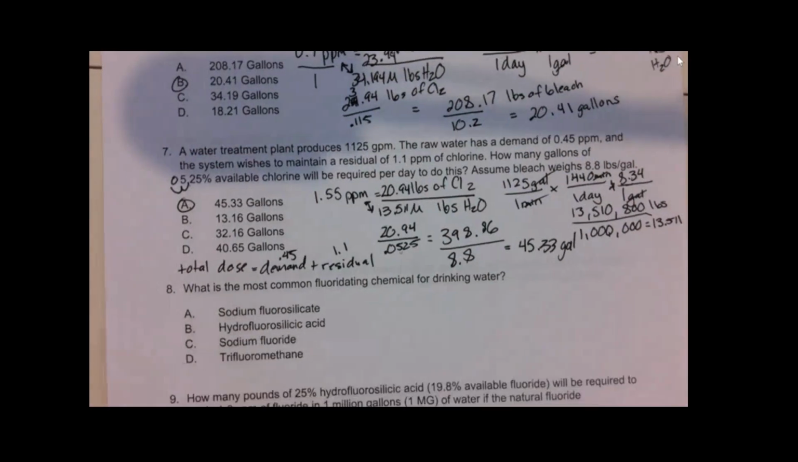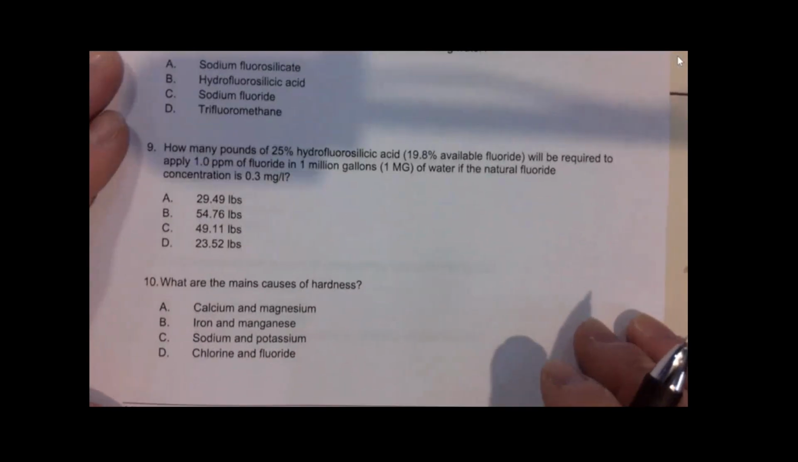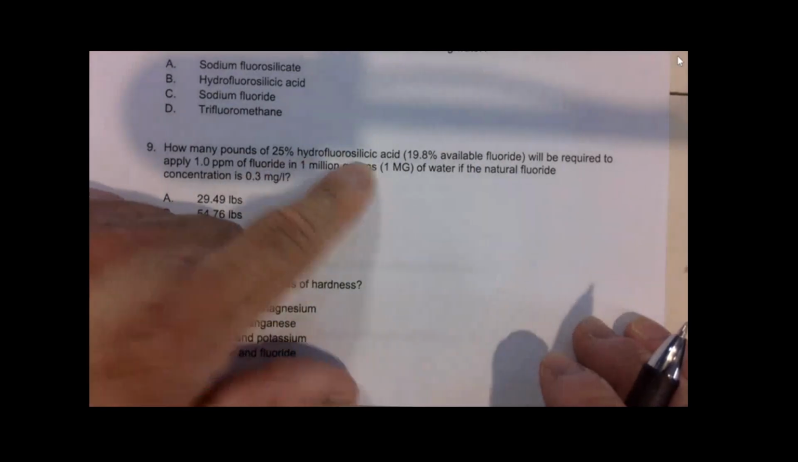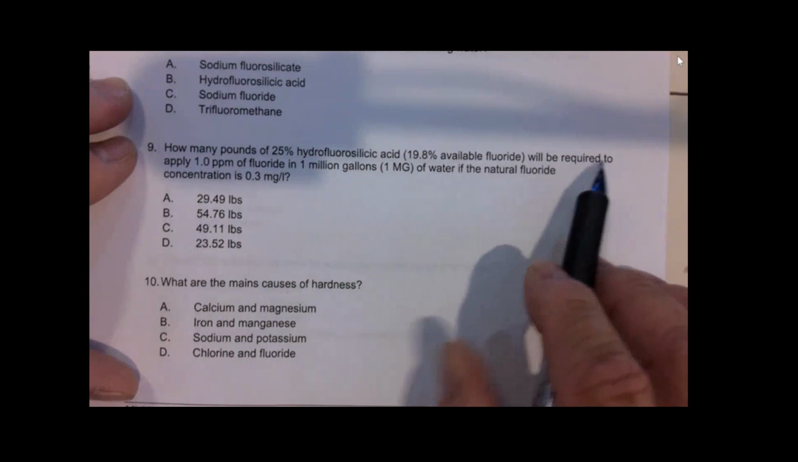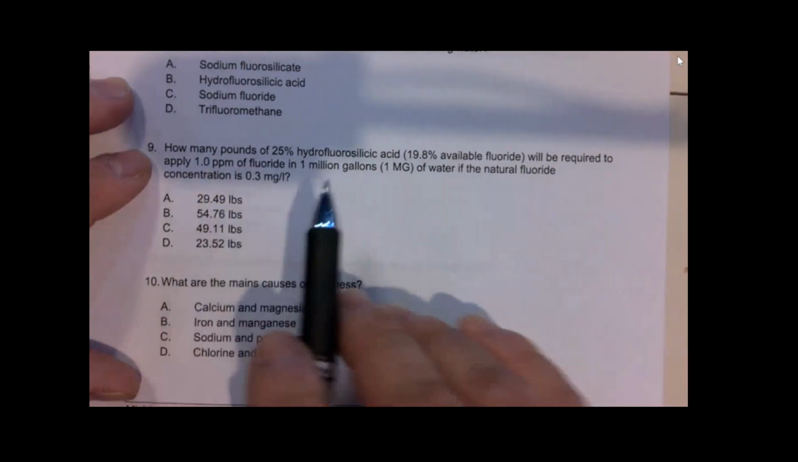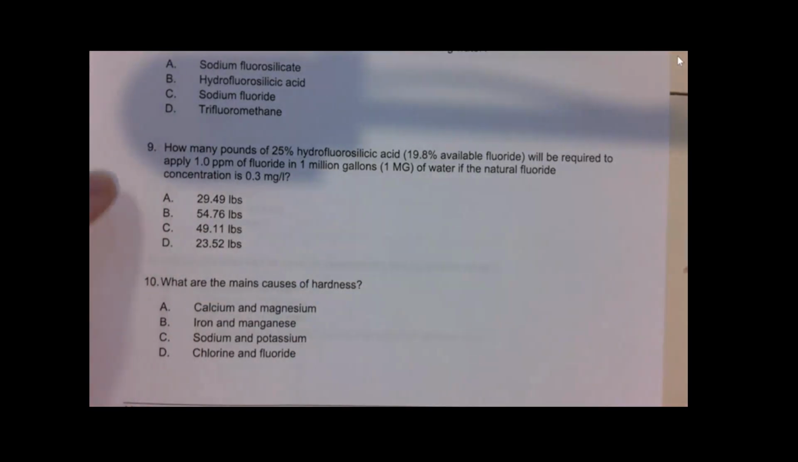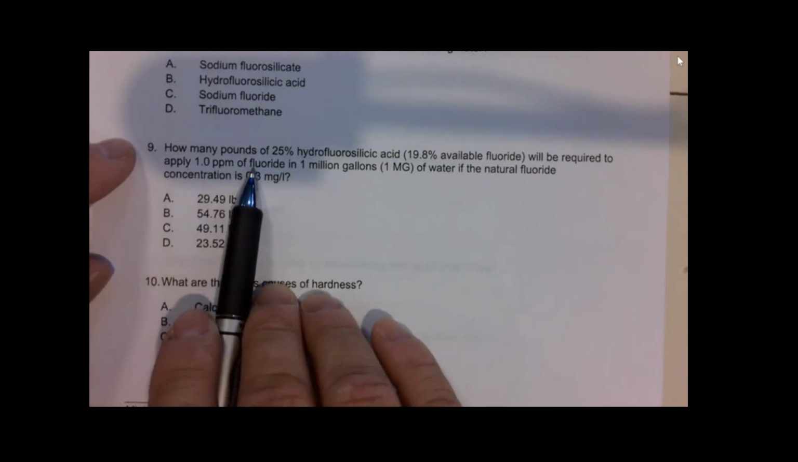All right, moving on from the chlorine, let's go ahead and get to the next one, which is a fluoride question. How many pounds of 0.225% hydrofluorosilicic acid, 19.8 available, will be required to apply 1 part per million in a million gallons of water of natural fluoride concentration of 0.3? So this is where fluoride and chlorine differ, okay? We only want 1.0, right, to apply.